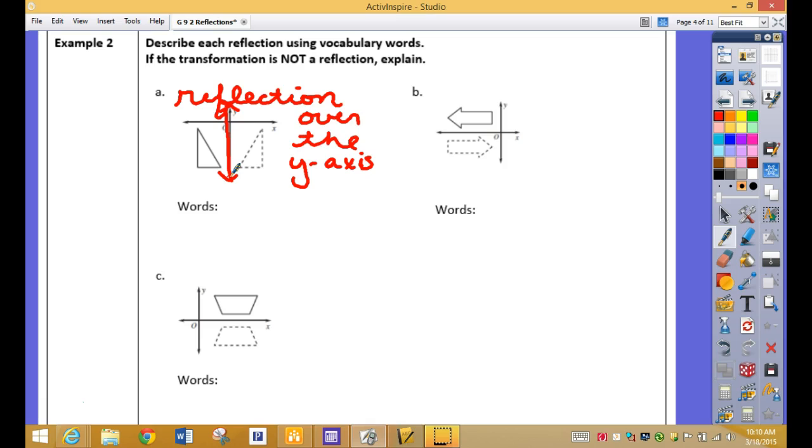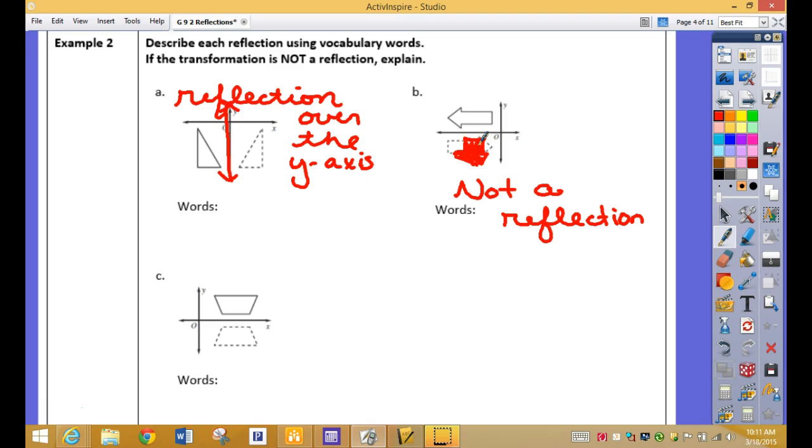Is B a reflection? No. This one is not a reflection. It's not even a rotation, because if you rotated it, it would look like that in this quadrant right there. So it's not even a rotation. It's not a slide. It's neither.